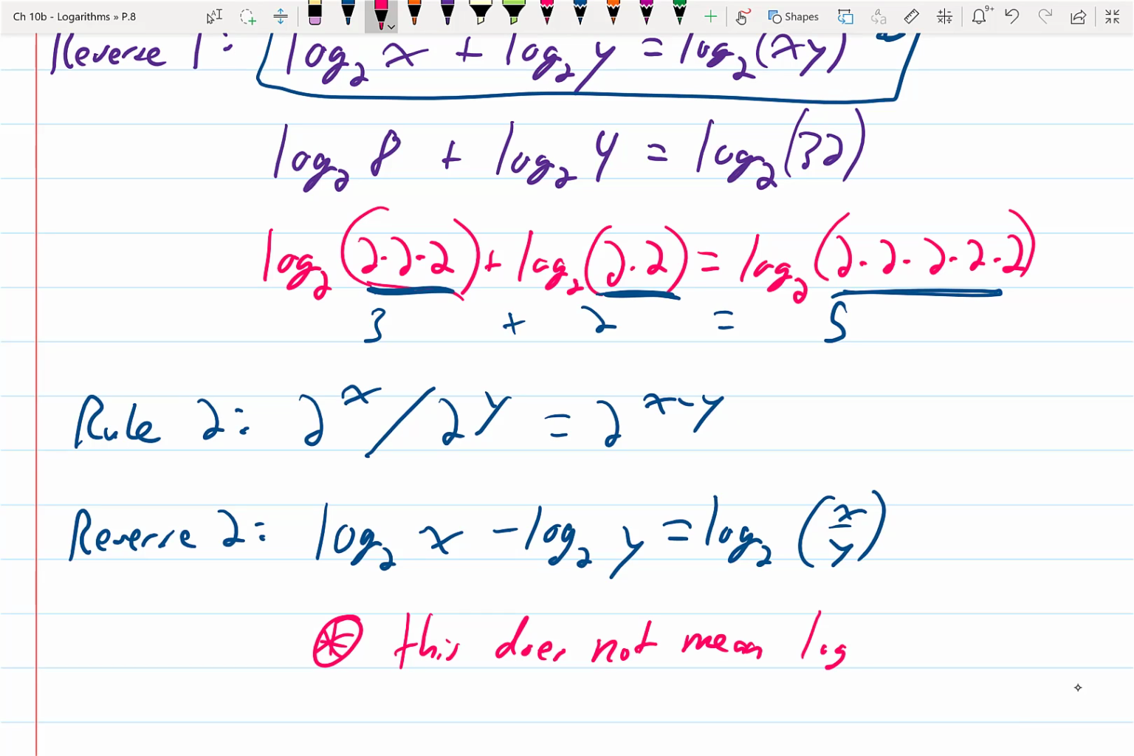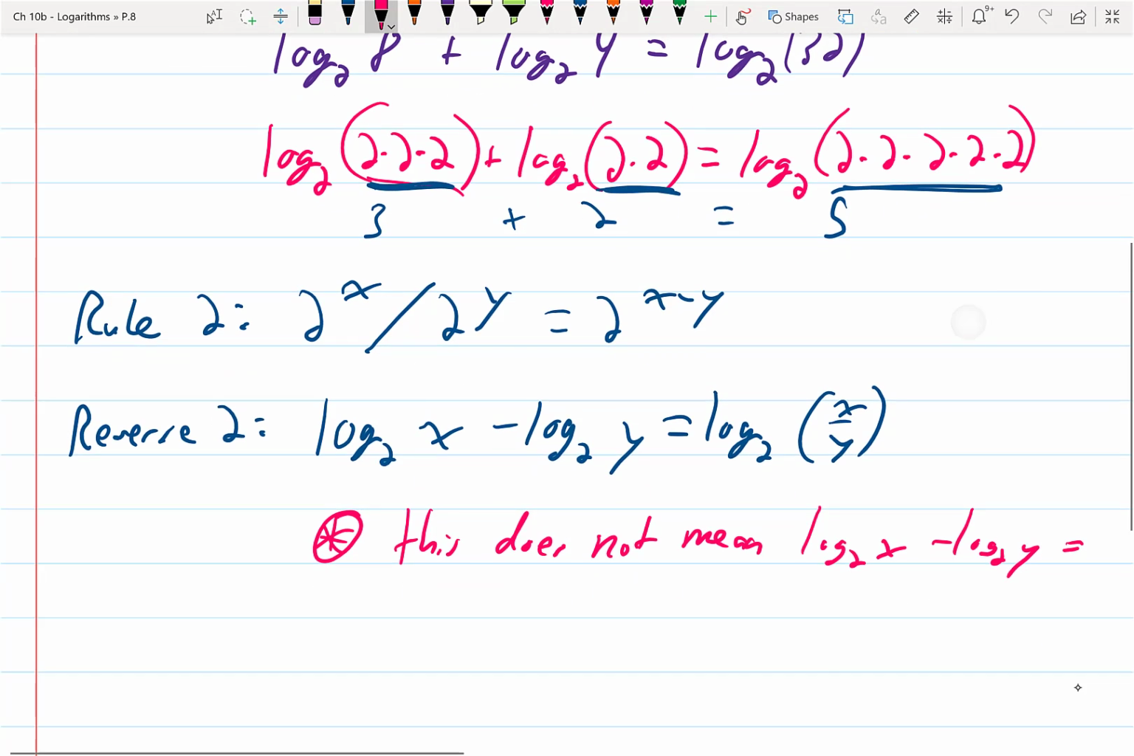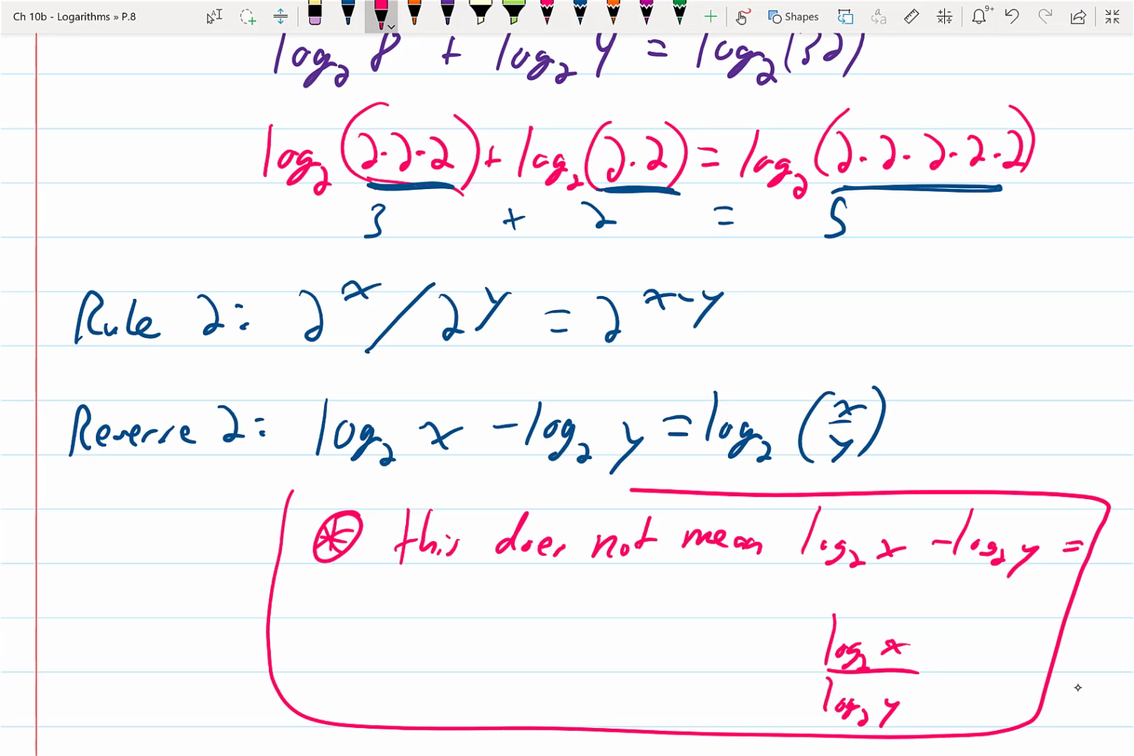that the log base 2 of x minus the log base 2 of y equals the log base 2 of x over the log base 2 of y. This does not mean that's true, because that's decidedly not true. That happens a lot, that people will mistake this. I'll kind of slide this down here.